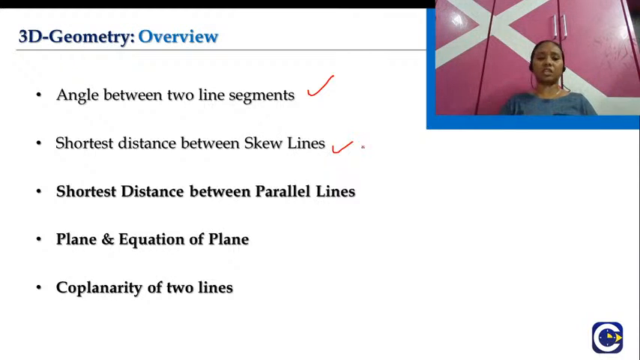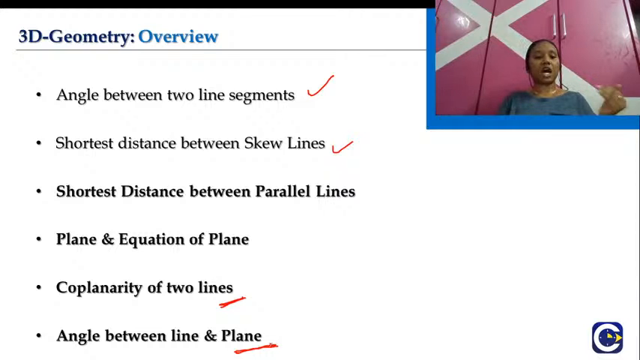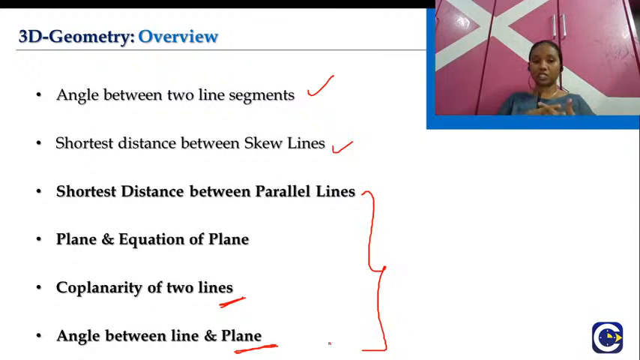In terms of our Cartesian form of lines. Right. So once we are done with our coplanarity of two lines, the next one is finding the angle between a line and a plane. So far, we have seen how to find the angle between two line segments. And here, after the plane and the equation of the plane, we are even going to see how to find the angle between any two planes. Right. And the final concept is how to find the angle between a line and a plane. So these are our typical concepts we are going to cover in today's session.